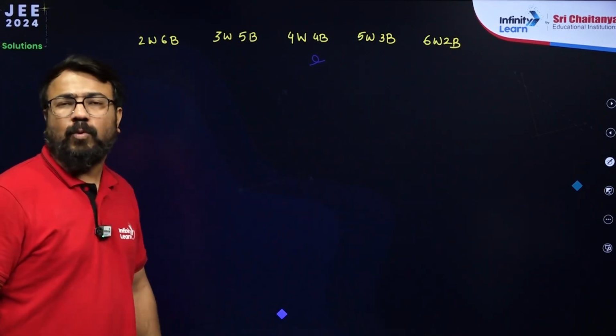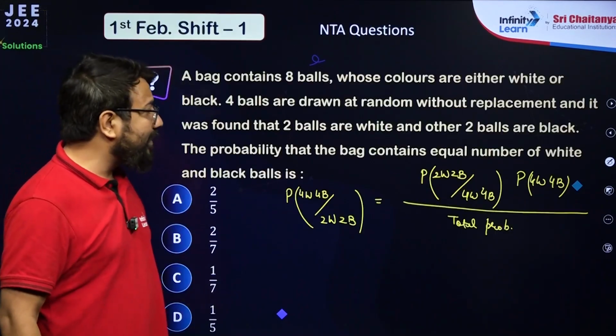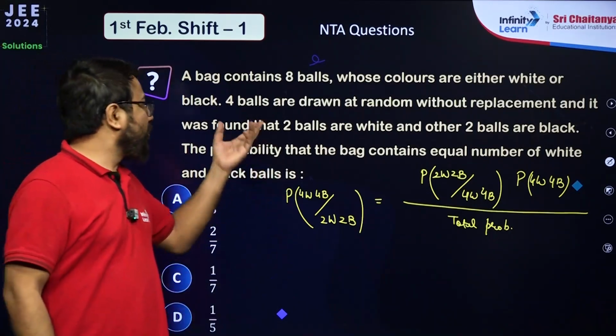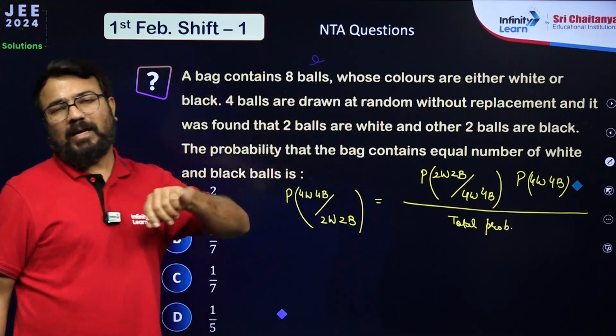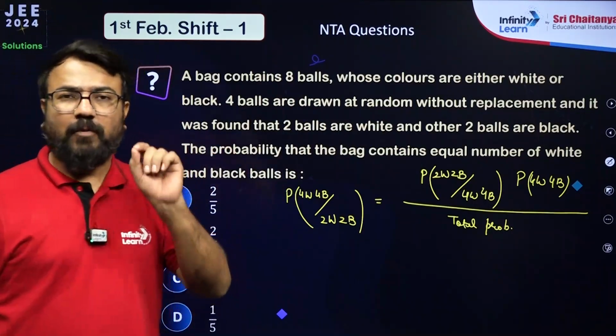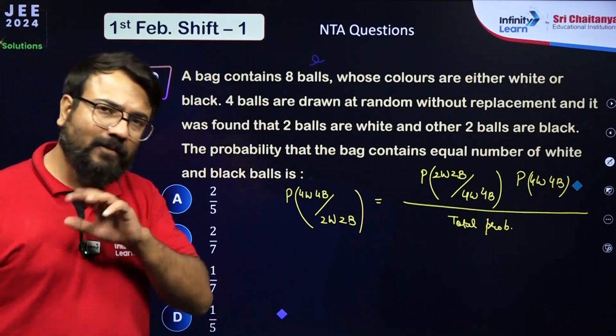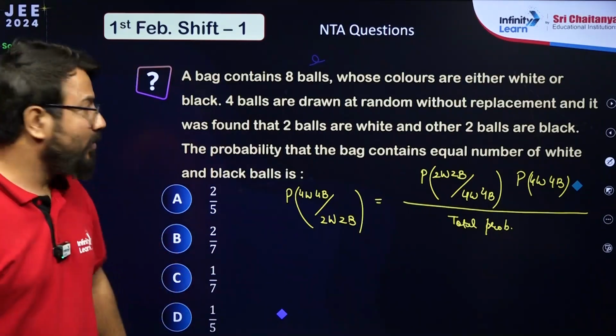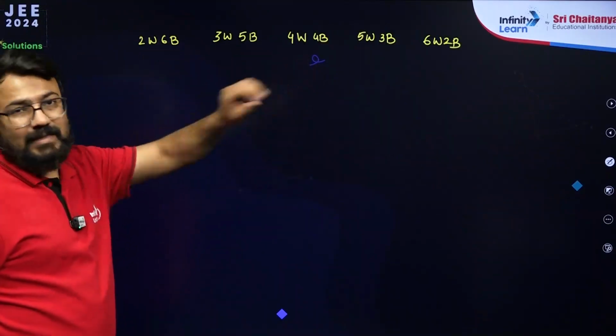Why can I not take 1 black? Because it has already been given that if we try to draw 4 balls from the bag, 2 are white and 2 are black from the drawn balls. So the number of white balls cannot be less than 2, and the number of black balls cannot be less than 2. So these are all the possible cases.